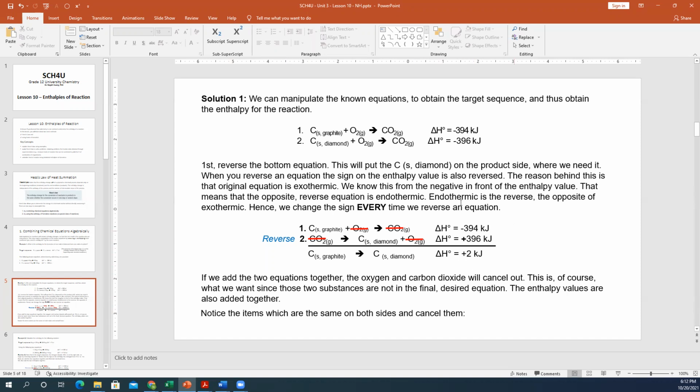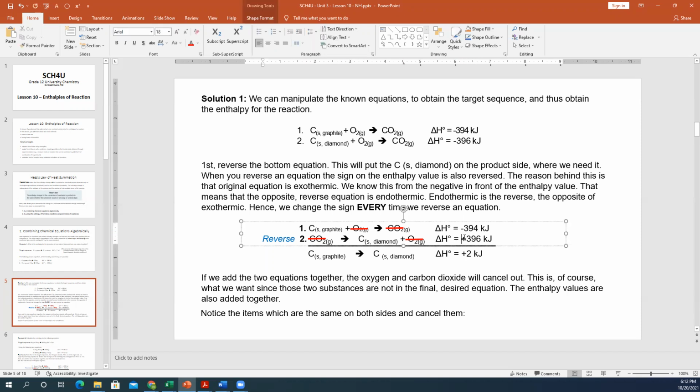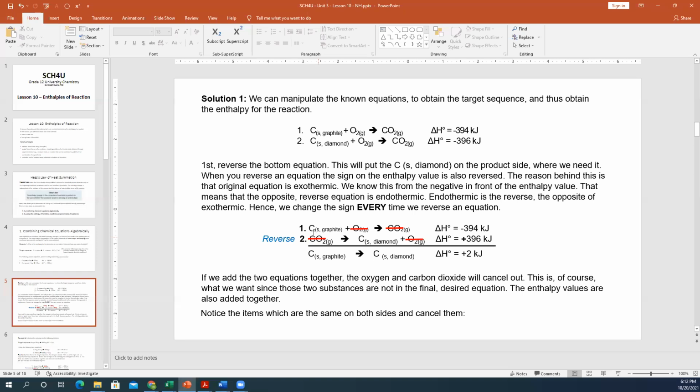So what I want you to notice here is that you can reverse equations. If you do so, you need to make sure to also reverse the sign of the delta H value. And if you need to multiply, say, one of these or both of these by some coefficient to help cancel out terms, then you have to multiply the delta H value by the same coefficient. So these are things I want you to keep in mind.